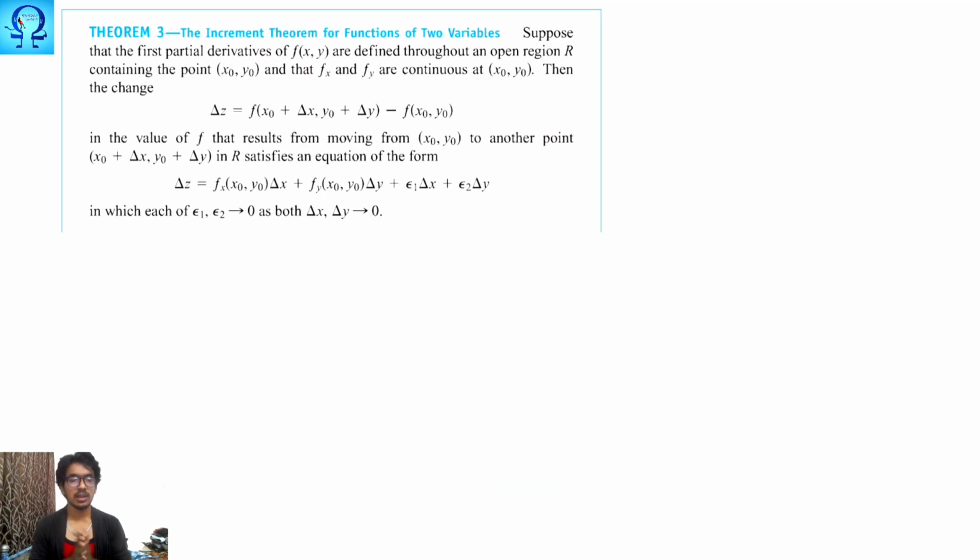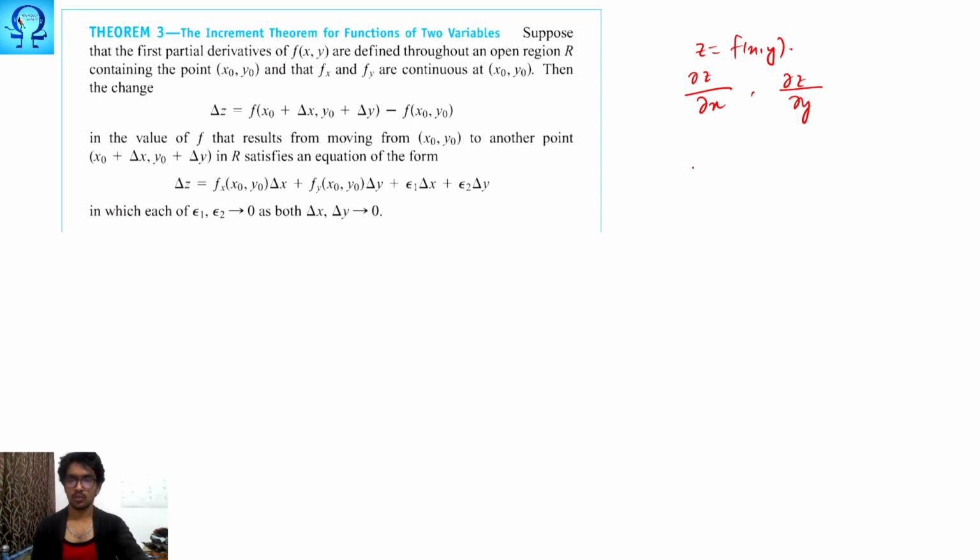Then you have something called an increment theorem for functions of two variables. Till now, what we have seen is that we have spoken only about partial derivatives. Partial derivative means, if you have a function z equals f of x, y, you find the rate of change in z whenever there is a change in x, and the rate of change in z whenever there is a change in y. But what happens when change occurs in both the variables?